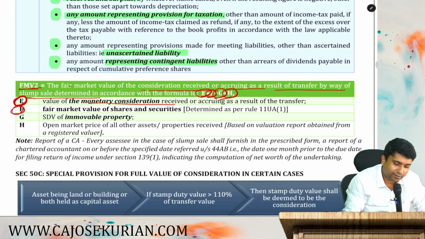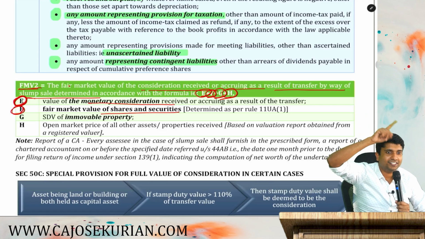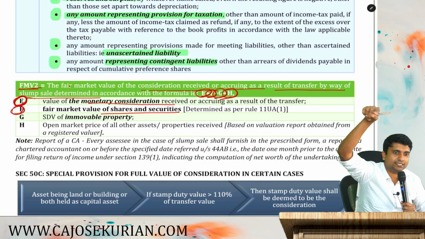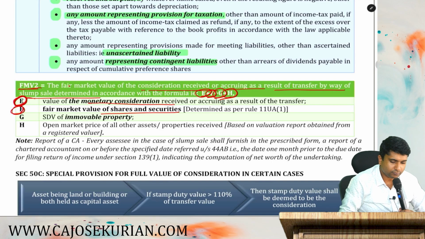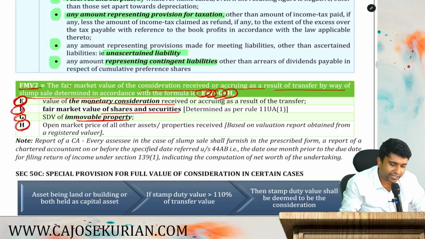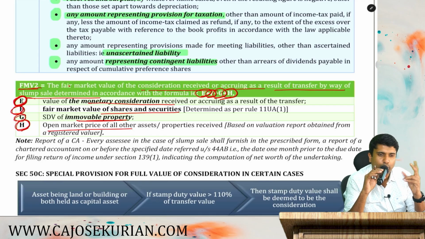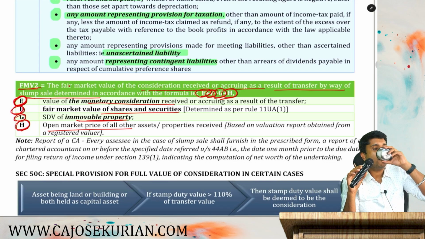Second one, if it is shares and securities: if listed, then the highest and lowest price on the recognised stock exchange; if unlisted, balance sheet net worth divided by PE into PV. Then, if it is immovable property, stamp duty value. In the case of any other assets, you take the open market value, like gold, jewelry, etc. Are you all here?